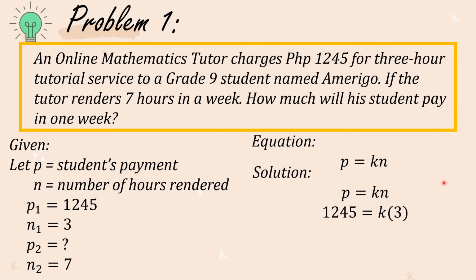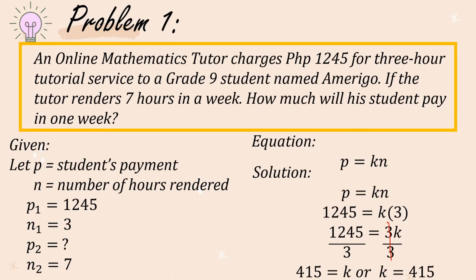Next, we multiply 3 and K, and that is 3K. So, we have to isolate K. Paano natin ma-isolate si K? Kailangan natin i-divide both sides by, very good, number 3. So since we divided both sides by 3, ano na mangyayari ngayon kay 3 dito? It will be cancelled out and then we have to divide 1,245 to 3. What is the answer? Very good. The answer is K is equal to 415. So that is our constant for problem number 1.